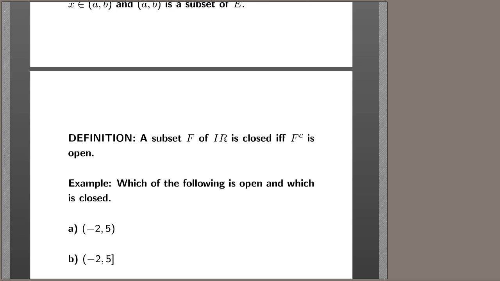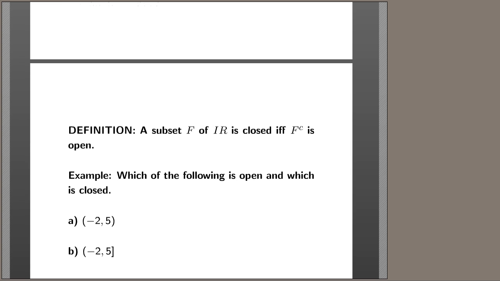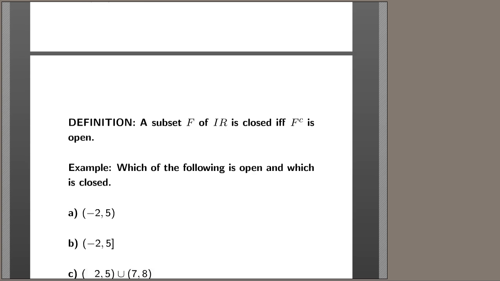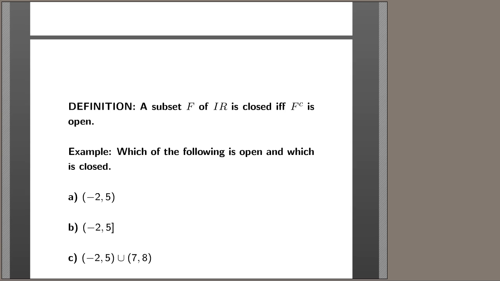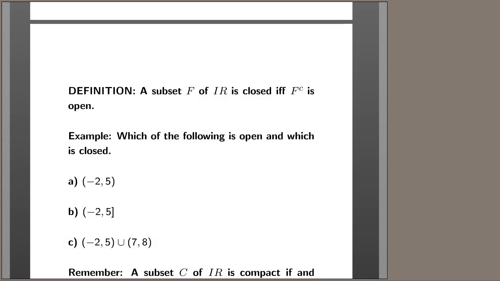Closed sets are defined differently, but they are all equivalent. A subset F of real numbers is closed if and only if its complement is open. F^c means the complement of F. What's the complement of F? It means every real number which is not in F. Review your set theory or foundations of math, whatever you call it. So the complement of F means all elements of the real line which are not in F.